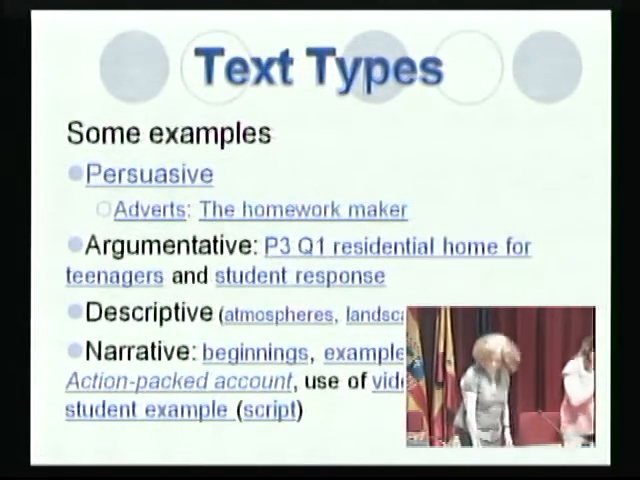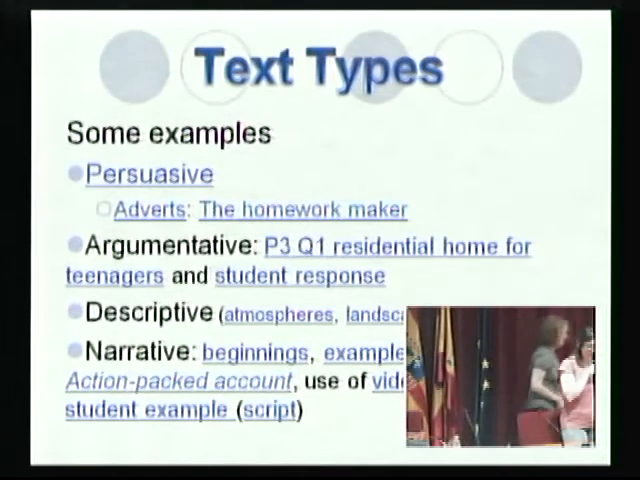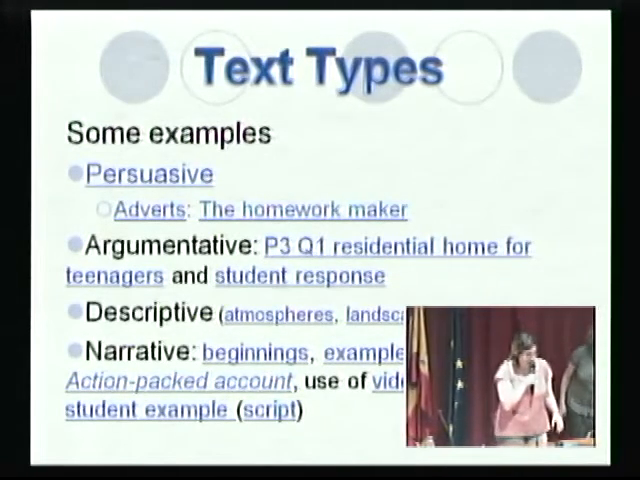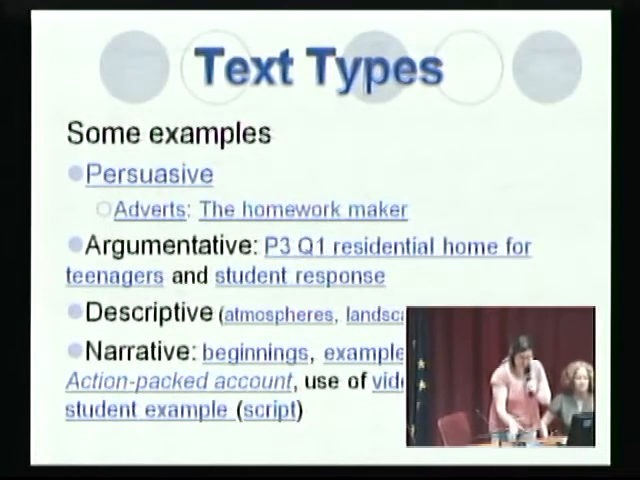Okay. In these exams, usually they have persuasive or argumentative, descriptive and narrative. And these are the types of text that we mainly deal with. So we're going to see the persuasive.